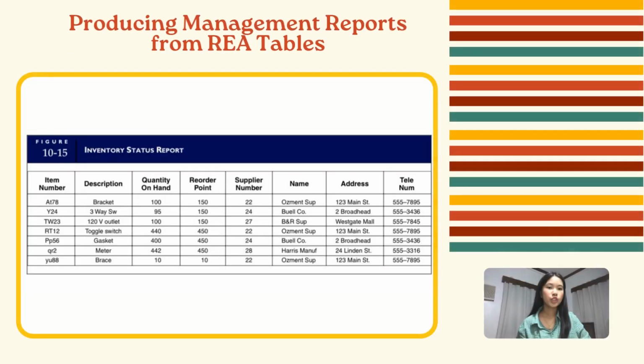Next is producing management reports from REA tables. A key objective of REA is to produce a database capable of supporting multiple user views. The figure shown here is the inventory status report, which would be used by the purchasing agent. This report identifies all the items to be ordered and the respective supplier.